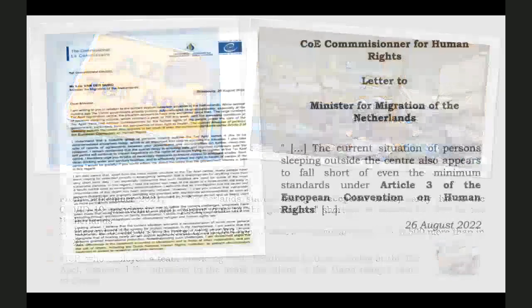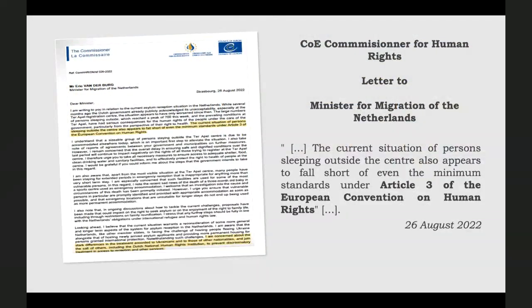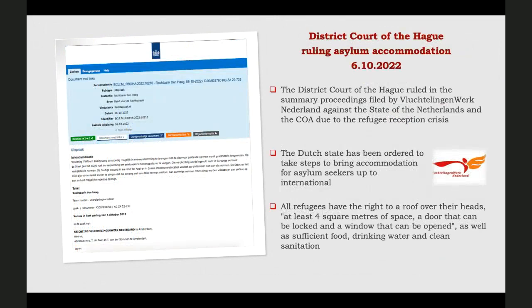These conditions were actually highly criticized by the Council of Europe Commissioner for Human Rights, Dunja Mijatovic, who pointed out that the current situation for refugees and asylum seekers in the Netherlands appears to fall short of even the minimum standards under Article 3 of the European Convention of Human Rights, as it was also criticized by a more recent Dutch court decision dated 6 October, where the District Court of The Hague ruled that urged the Dutch government to bring conditions in Dutch emergency asylum centers up to EU standards.